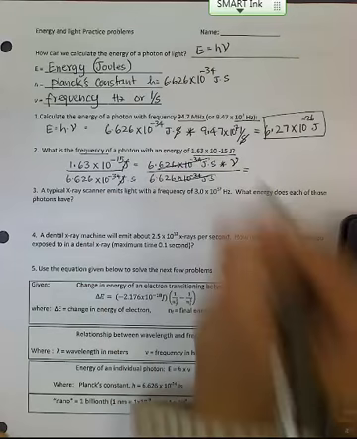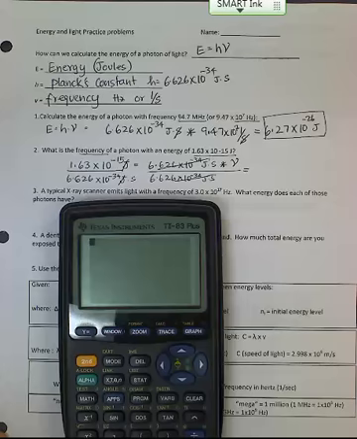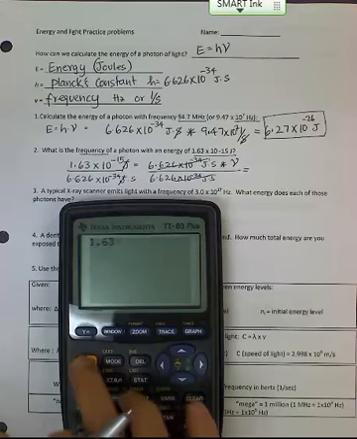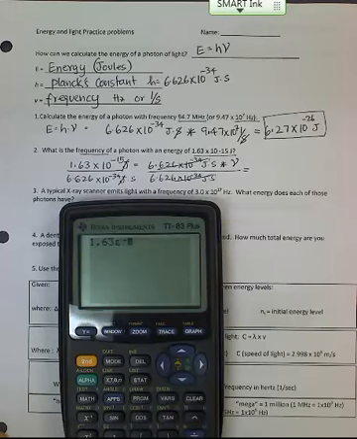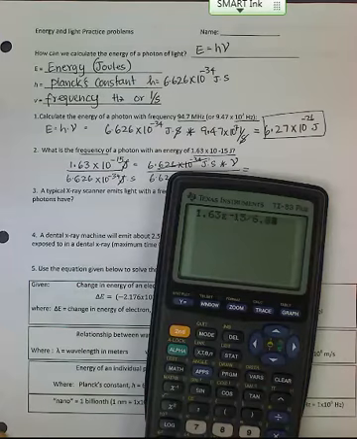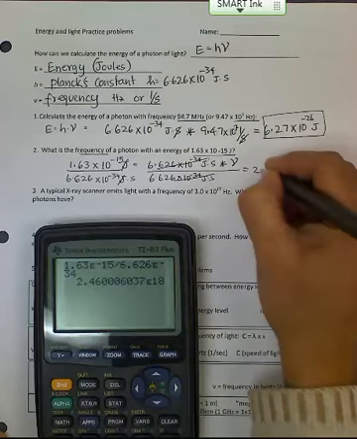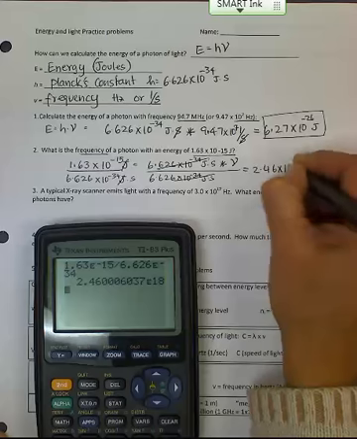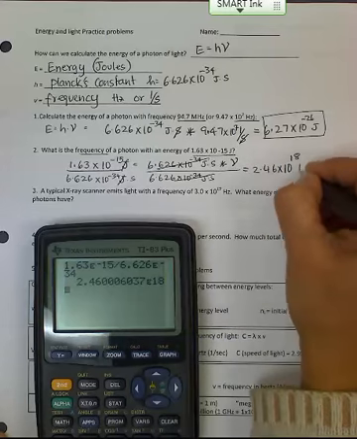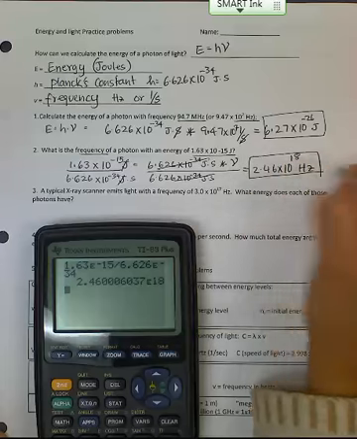So if I put it into my calculator, I have 1.63 second EE negative 15 divided by 6.626 second EE negative 34, and I get 2.46 times 10 to the 18 hertz. That's my answer to my second question.